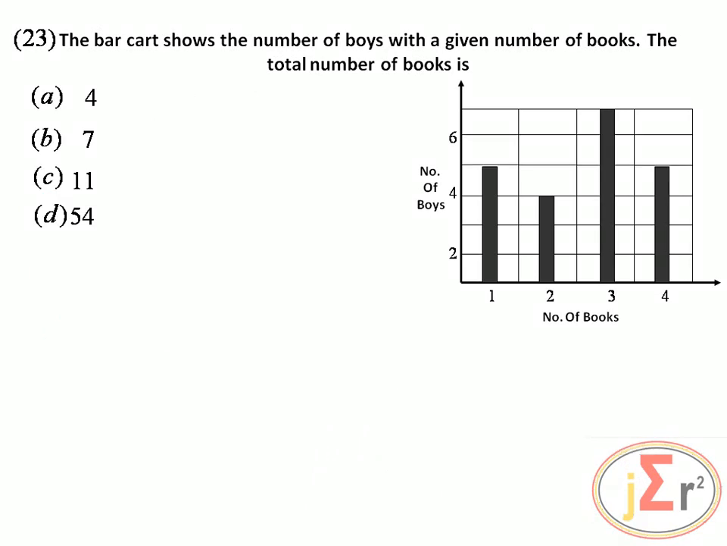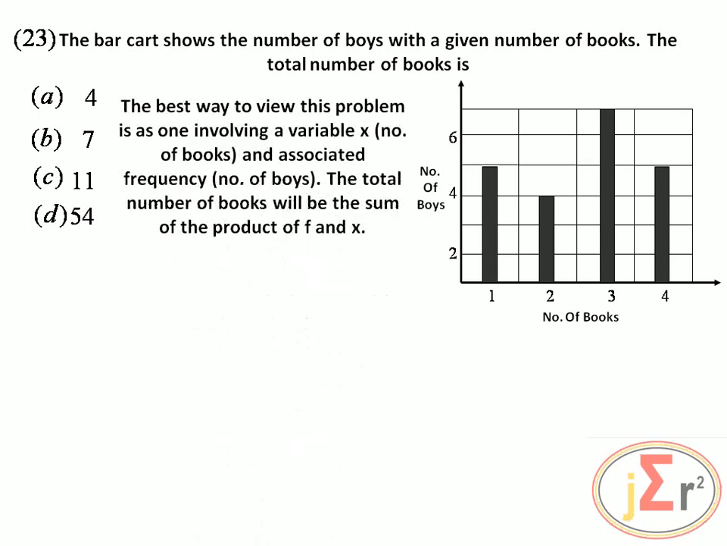We will take a second look at problem number 23. The best way to view this problem is as one involving a variable x, which is the number of books, and associated frequency, which is the number of boys. The total number of books will be the sum of the product of f and x.